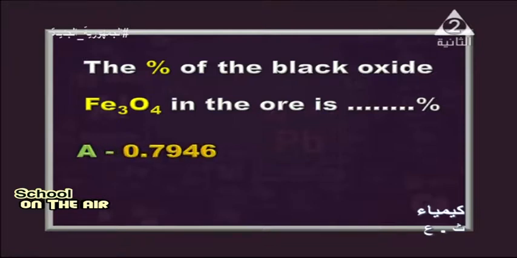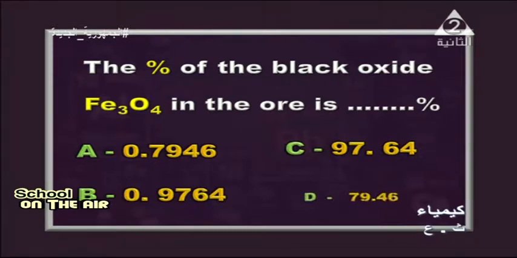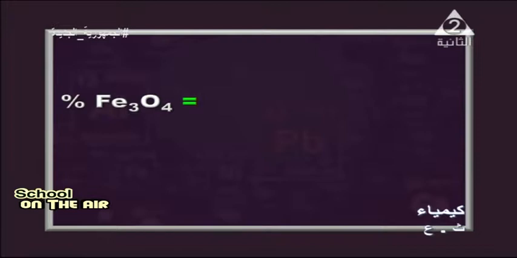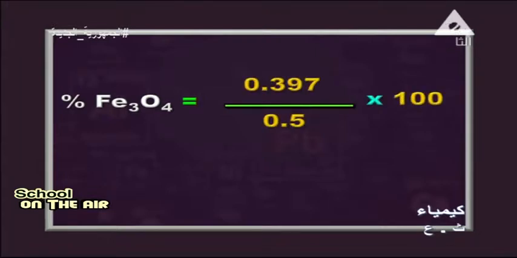What is the percentage of black oxide, magnetic iron oxide, in the ore? Is it these values A, B, C, or D? If you solve it, you will find it will be 79.46. How can we solve this? Here, the solution of this problem: the percentage of magnetic iron oxide is the mass of consumed magnetic iron oxide over the mass of the ore times 100. So the mass of consumed magnetic iron oxide over the mass of the ore times 100 will give the percentage 79.46%.